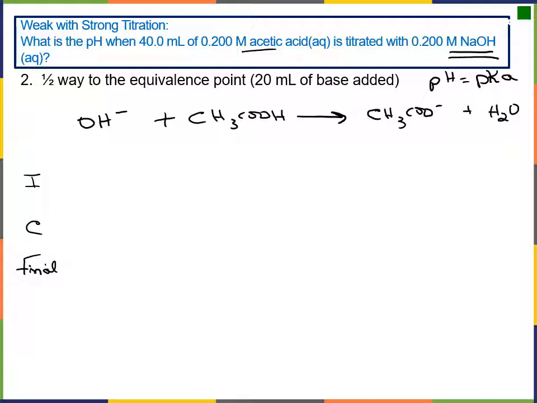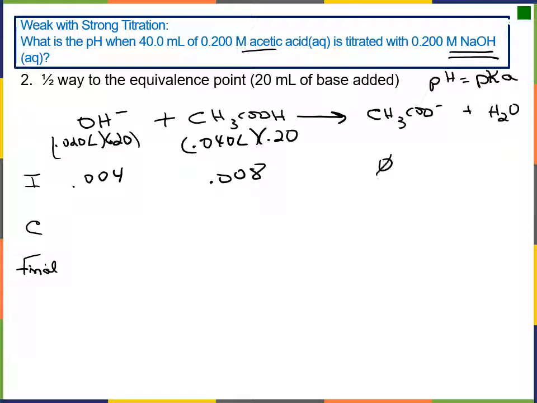Okay, this is not the ice chart anymore. We're adding something strong, so we're going to have to do our moles. The concentration of sodium hydroxide is 0.2 molar, so we're going to have 0.020 liters multiplied by 0.2, and that's going to give us 0.004. Our acetic acid is 0.040 liters multiplied by 0.2, and that's going to give 0.008.